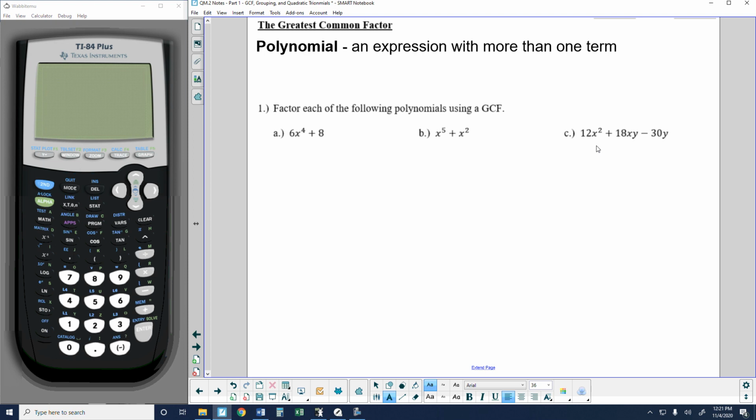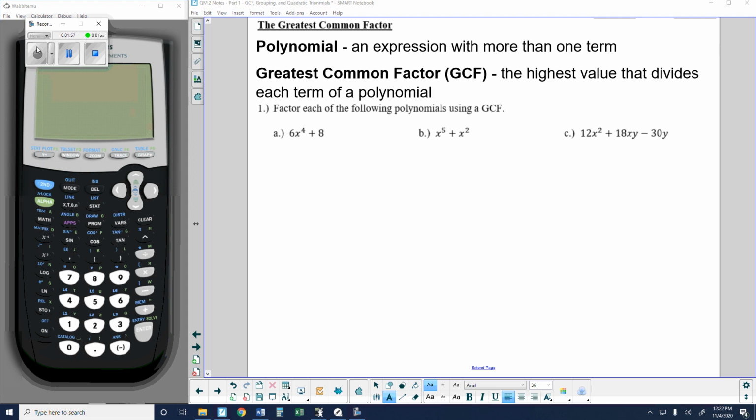So we can classify polynomials by the number of terms they have, a binomial or a trinomial, etc. We can also classify them by degree, so the greatest exponent. So this in 1a would be degree 4. In 1b, degree 5. In 1c, degree 2. You probably talked about all of those things in Algebra 1, but we just want to make sure we know what a polynomial is. So we are going to factor these polynomials. And the first method that we are going to use is the greatest common factor.